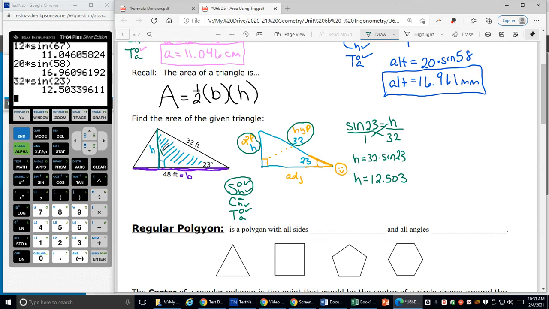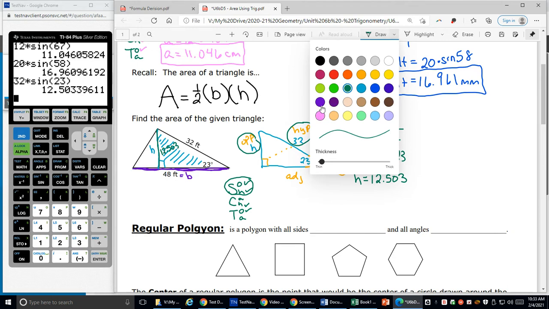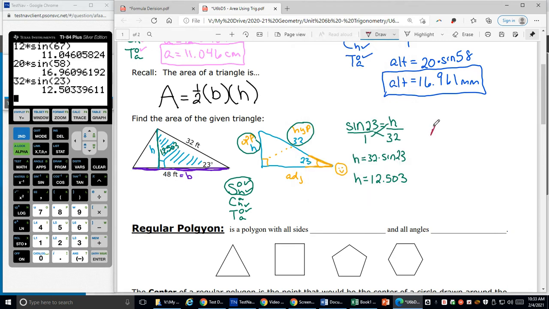I know now that that is 12.503. Okay, because I showed that right here, which means now I can find my area. The area is 1/2 the base times the height. My base, we said, was 48.